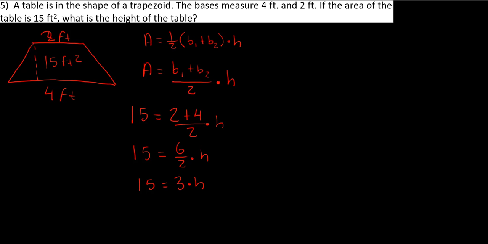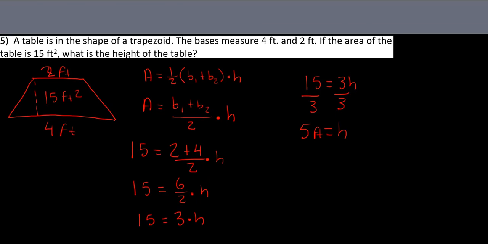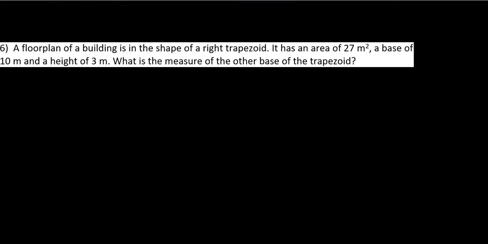So here would be the formula that I would need to use in order to solve this. So let me just rewrite it. 15 is equal to 3h. I don't need that dot in the middle anymore. So I'm going to go ahead and divide by 3 to get the h by itself. So now I have h is going to be equal to 5 feet. H is equal to 5 feet. Okay? Now, let's go ahead and try another example.